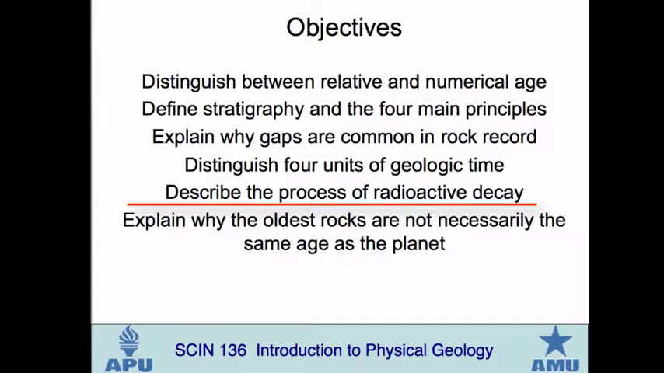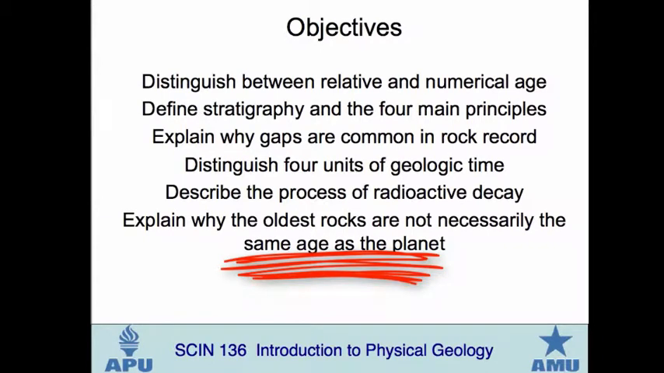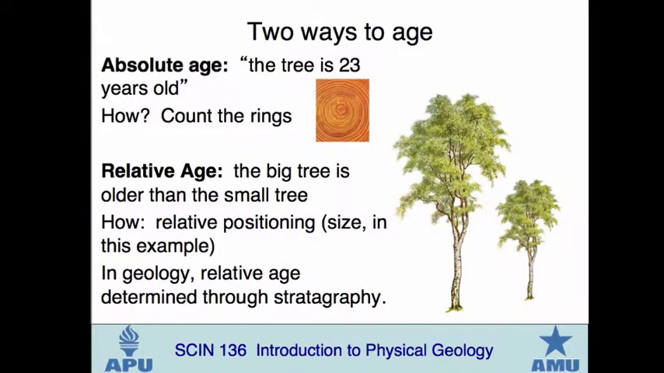We'll have a lab on radioactive decay in a little bit, and that can be a bit of a challenge. And then we'll talk about why the oldest rocks that we have are not necessarily the same age as our planet, and how we come up with the estimates for the age of the Earth when we have no rocks from the origin. So the first thing I want to do is to talk about the two different ways that we can determine ages.